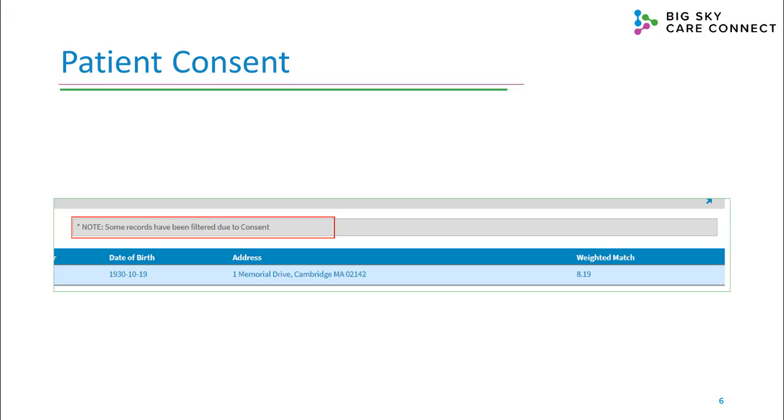If a patient matches the search criteria and is opted out, a note will display at the top of the search results. If you are in a role that can override patient consent, return to the Search and Viewer screen and complete the Override Consent Policy section, then search again.